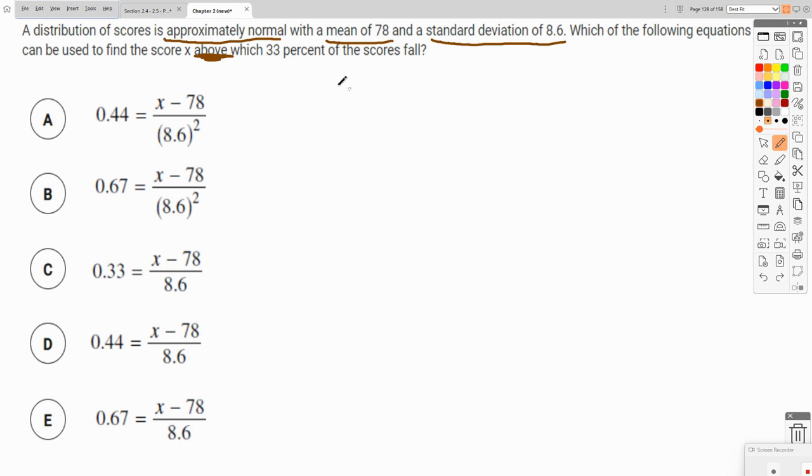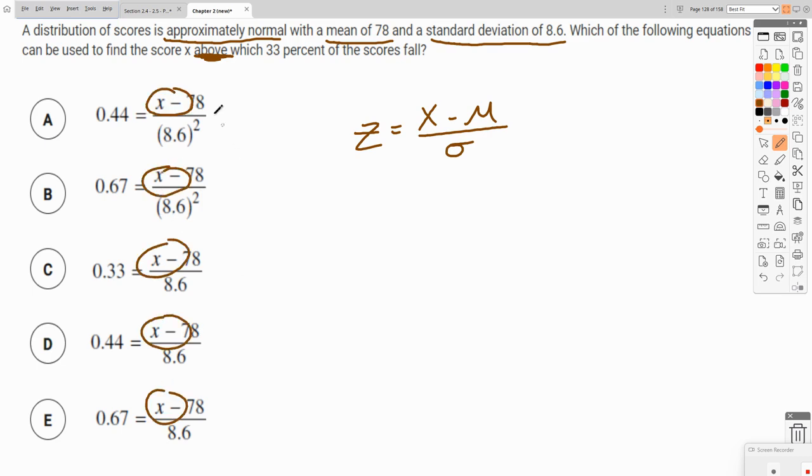If they are leading me into believing I need to use a z-score formula, z is equal to x minus mu over sigma, right? Each one of those has an x minus 78, and the mean was given as 78, so that really does line up to be a z-score formula. Now, I need to divide by just the standard deviation, and the standard deviation was 8.6, but in this one they're squaring it, and in that one they're squaring it.